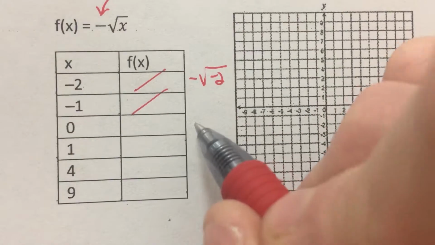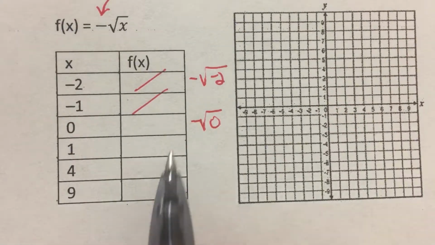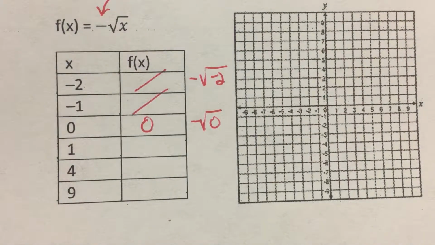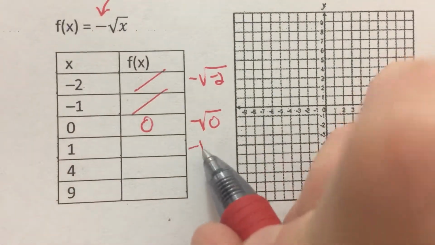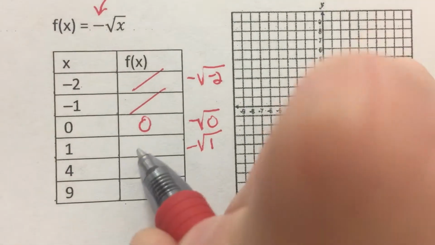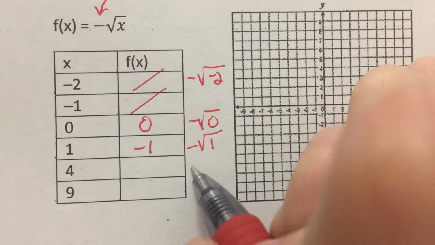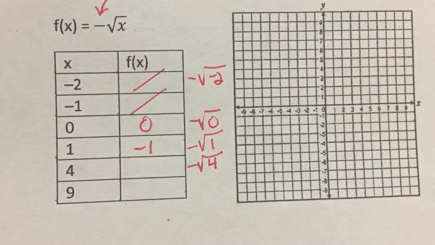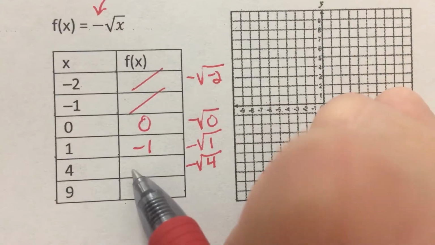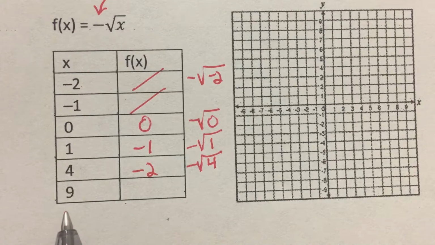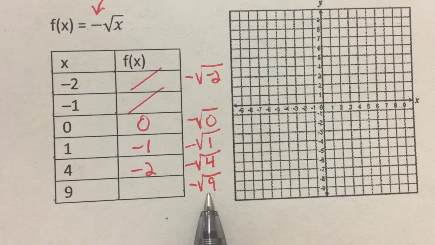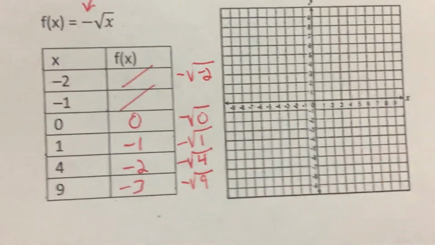If we plug in 0, the square root of 0 is 0. I can try to make it negative 0, but it's still just 0. Doesn't really matter. If I take 1 and plug it in, well, the square root of 1 is 1, but then this negative sign would turn it into negative 1. The negative square root of 4, if I plug it in, the square root of 4 is 2, but the negative sign would make it negative 2. And then if I plug in 9, the negative square root of 9, square root of 9 is actually 3, and then the negative sign would make it negative 3.